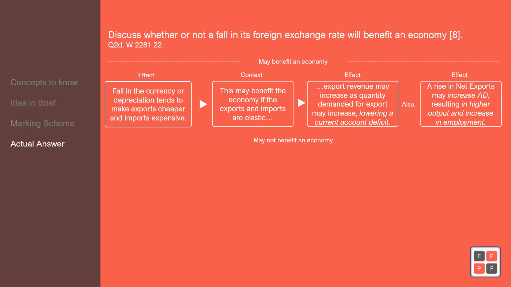and increase in employment. So please remember that aggregate demand's formula is C plus I plus G plus net exports, or X minus M. So if net exports are increasing or exports are increasing more than imports, aggregate demand is going to shift right, or it is going to increase. Output or GDP is going to increase, and which means that firms may need to employ more labor in order to produce more goods and services. So this is the part where the fall in exchange rate is going to benefit an economy.